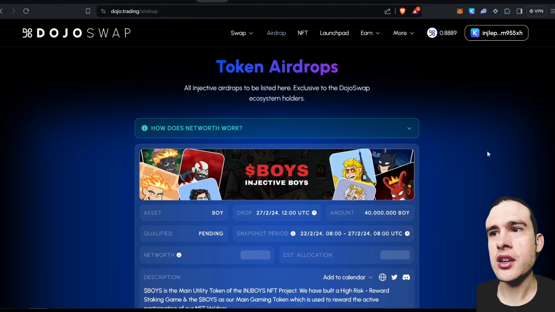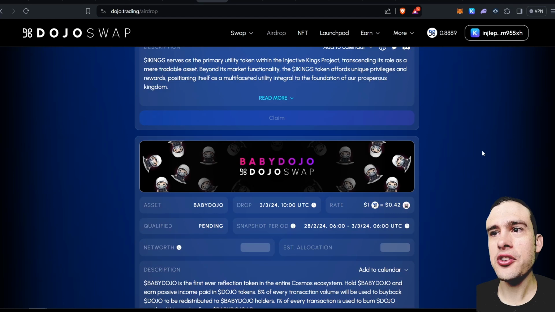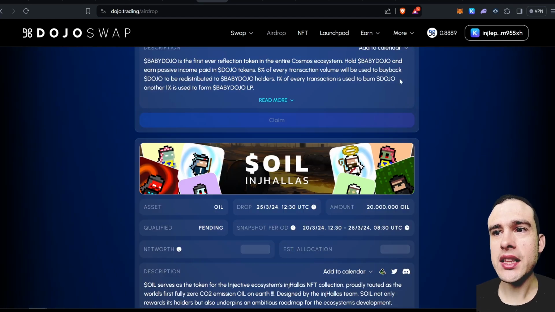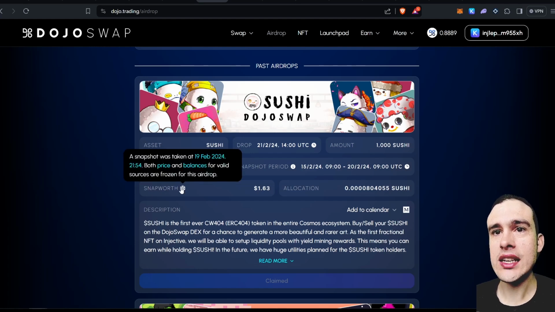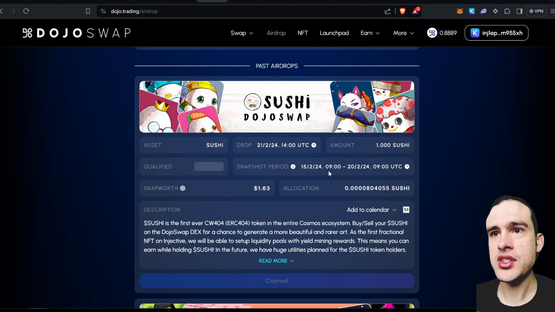So the first thing I want to cover is the airdrops. Now, this is something that's been happening quite frequently. I don't know when this is going to stop, but these are mainly tokens associated with NFT projects, like for example, the Sushi one. And unfortunately for me, I didn't have enough Dojo. So this is the thing to look out for with the DojoSwap airdrops: you need the Dojo token, and they take snapshots at the snapshot period end date, and whatever your worth is at the end of the snapshot is how much you will get allocated in the token.